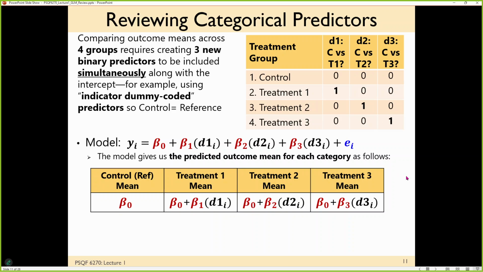So in this analysis, how many mean differences are going to show up in my model like this? 3, right? I've got control versus each of the others. How many more are possible?